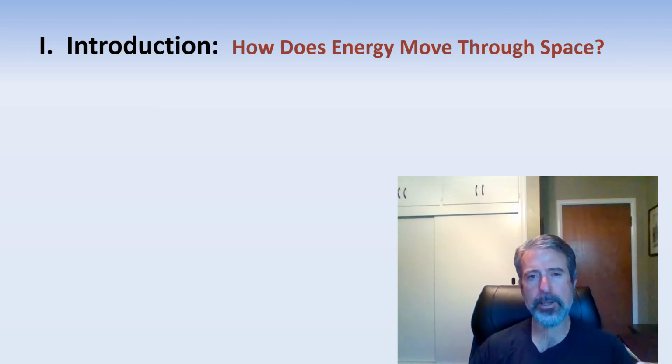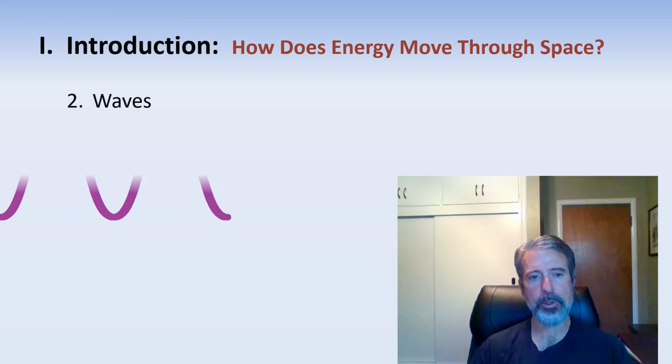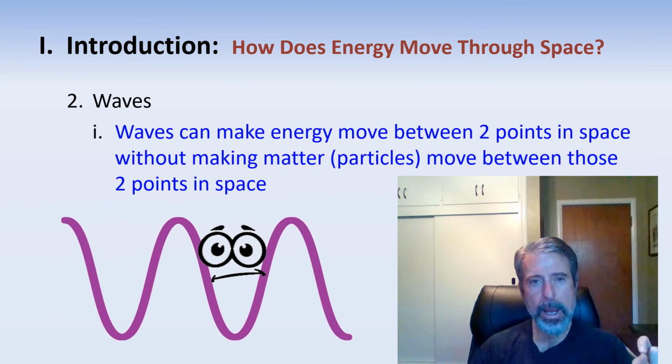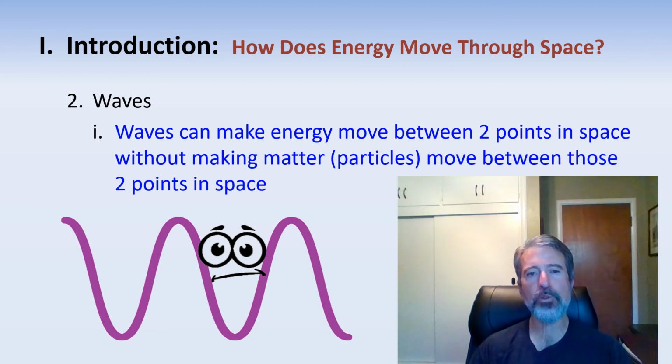All right, so we've seen that one of the ways in which energy can be transferred from one point in space to another is via particles, via matter. But there's another way, and that is in the form of waves. Waves can make energy move between two points in space without making the matter move between those same two points in space. So we have another independent way in which energy can be transferred through space, a way of transferring energy without transferring matter itself. This is in the form of waves.